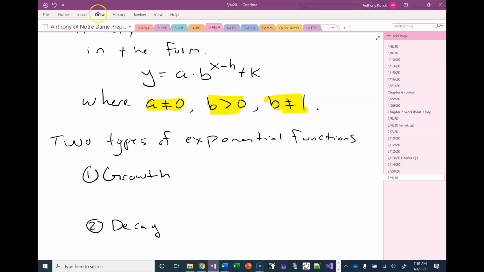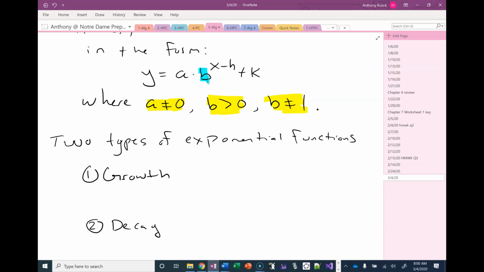It's the b, yeah. So it's the b that's going to tell us whether we have a growth or decay function. An exponential is really just multiplication over and over and over again, right? Like 2 to the third is just 2 times 2 times 2. Everybody's okay with that?